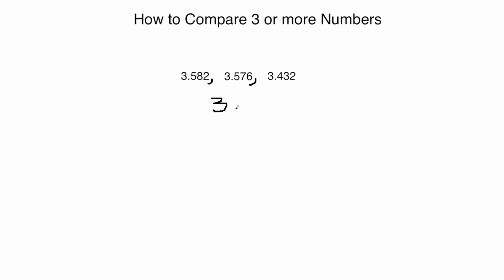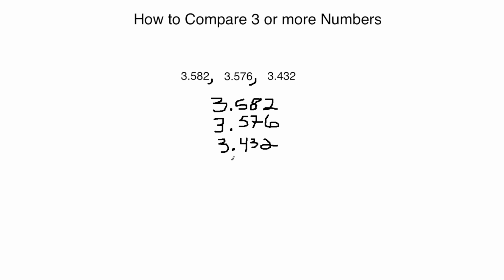So what you're going to do when they're written from left to right, you are going to rewrite them from top to bottom. So for instance, the first one is 3 and 582 thousandths. I'm done with that one. Now I do the next one. Make sure the decimals lined up. 576 thousandths. I'm done with that one. And then I write 3 and 432 thousandths.